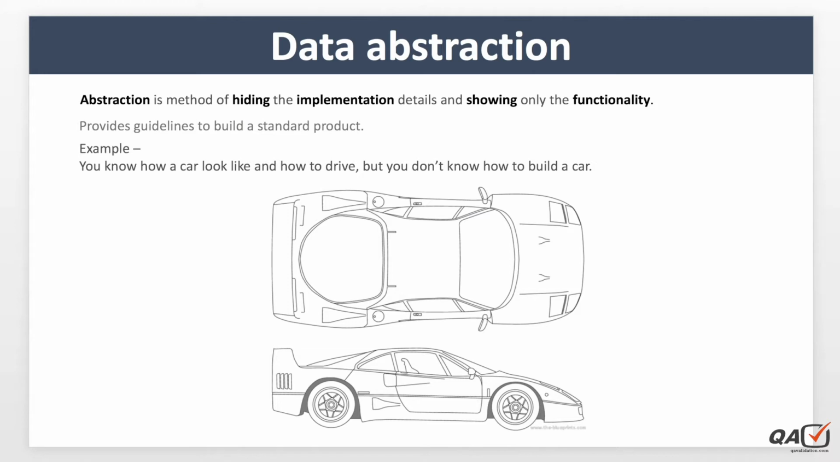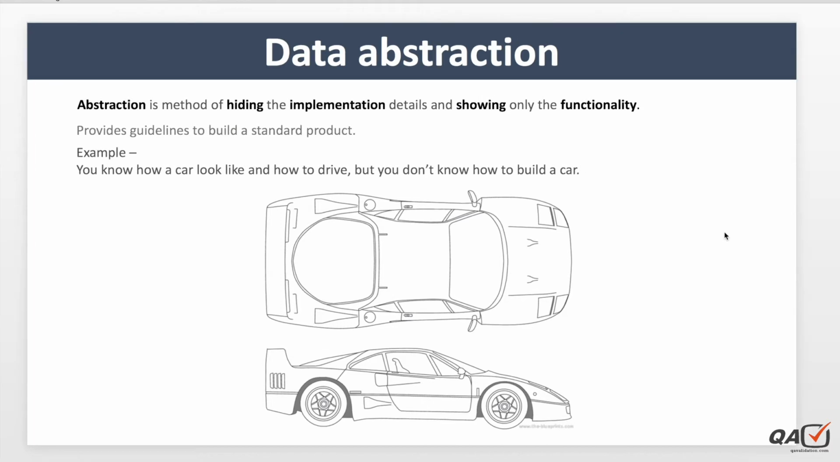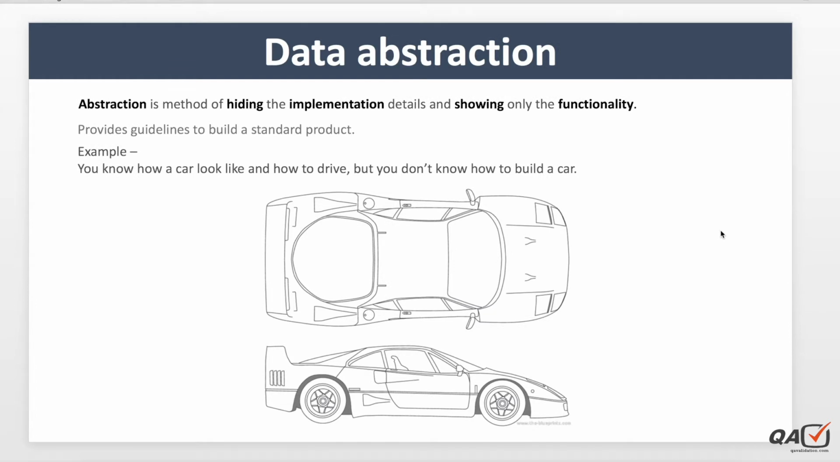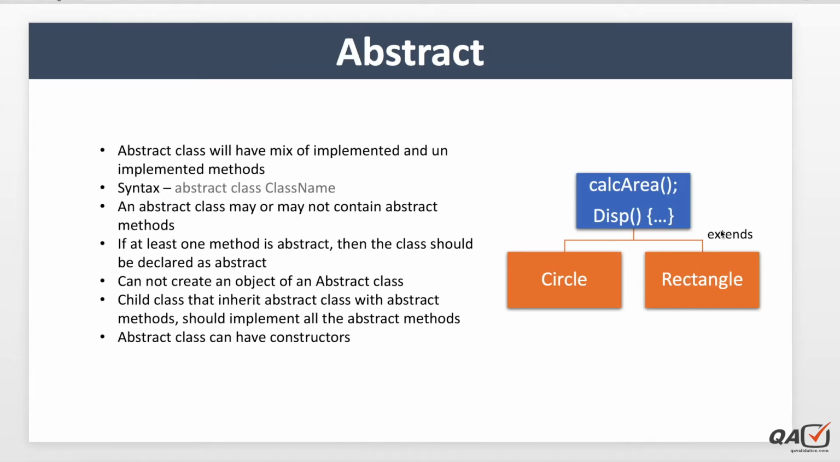Abstraction we call basically a product abstraction, an abstract layer. It means just the blueprint of the product. So data abstraction provides that blueprint of the product or the software. Now this data abstraction is basically divided into two types: one is interface and the other is abstract class. Okay, so let's see what exactly an abstract class is.